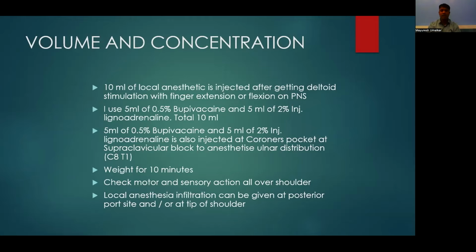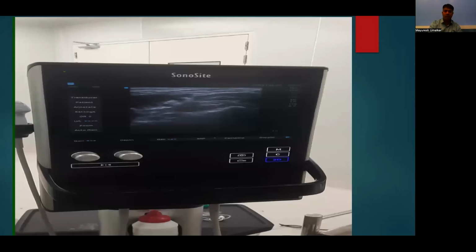Now I generally wait for 10 minutes, because if we keep asking the patient whether they feel anything, the patient gets anxious. Just wait for 10 minutes, and always use a 10 ml syringe only. If you use a 20 ml syringe, we unnecessarily give more drug. 10 ml is more than enough. Check motor and sensory action all over the shoulder, and give local anesthetic infiltration over the posterior portal or the tip of the shoulder if required. Now I want to show the video of how I give the block using USG and PNS guidance.